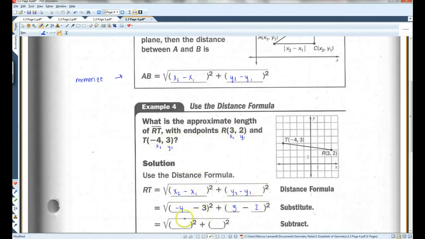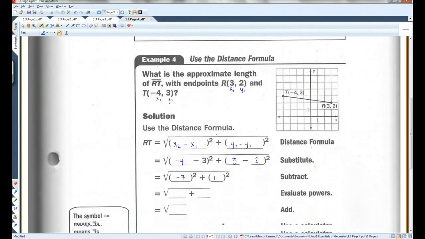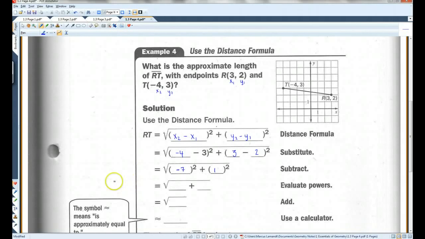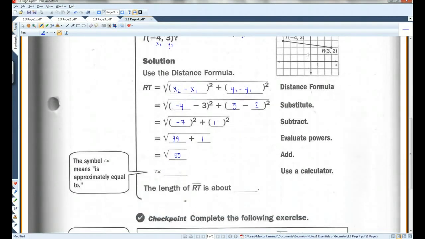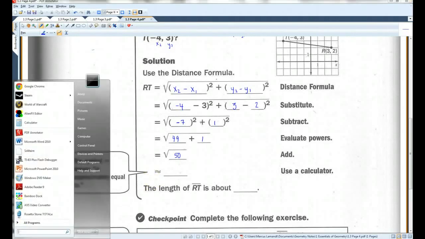Negative 4 minus 3 is negative 7. 3 minus 2 is 1. Okay? Negative 7 squared is positive 49. 1 squared is 1. 49 plus 1 is 50. Okay? Now, generally speaking, you can just leave your answer like this, unless it says to round to a particular decimal point. Okay, so let me pull out a calculator.